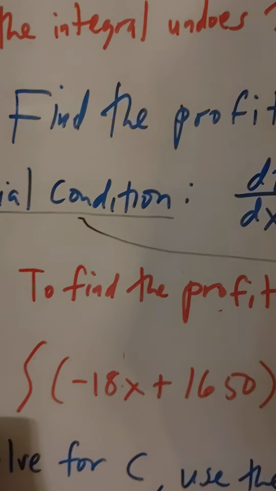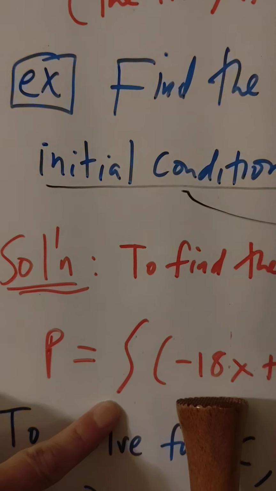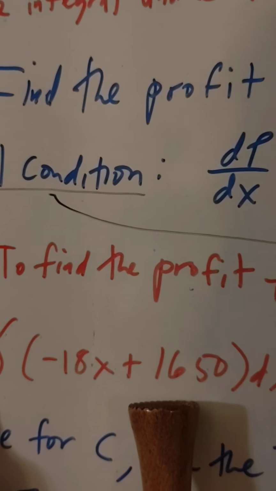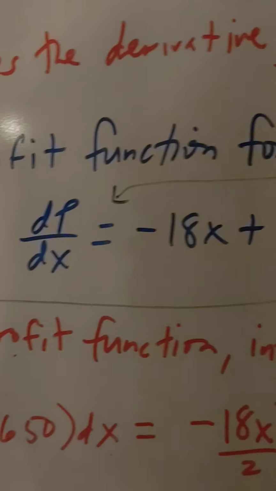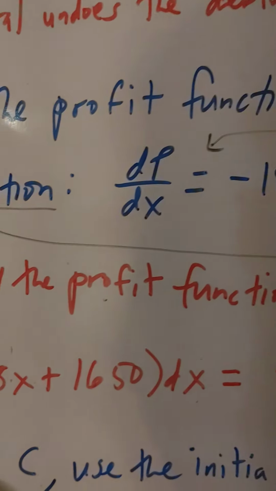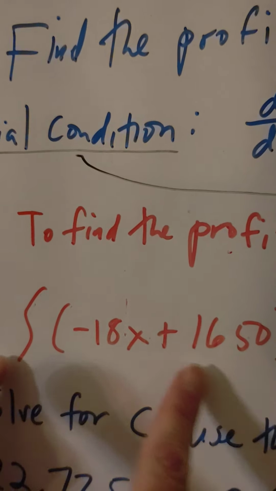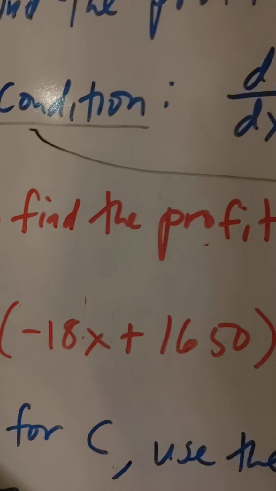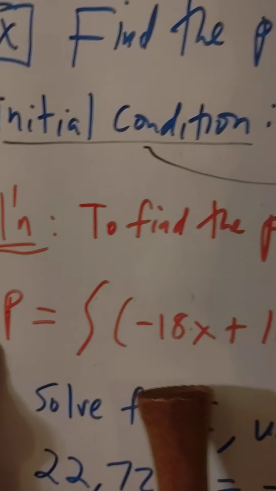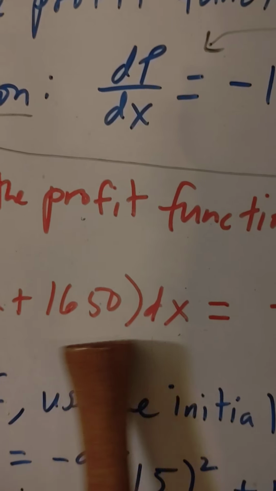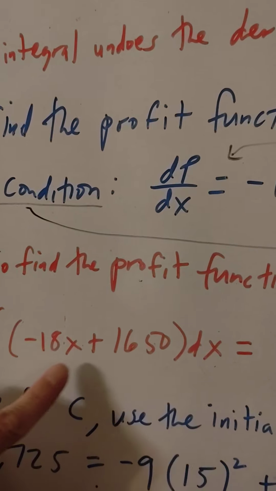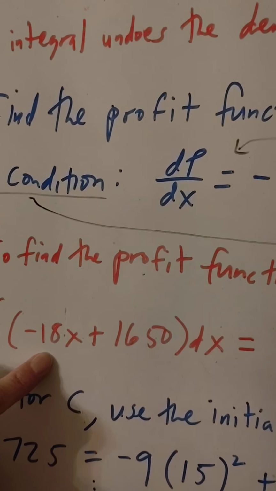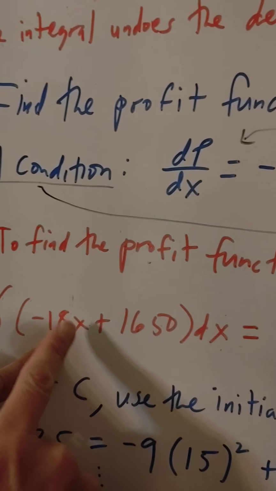So P for profit is equal to the integral of that marginal profit function, because this means antiderivative or integral. Isn't the antiderivative of the derivative going to be the original function P for profit? So how do we do this integral? Again, see the lecture notes, but what you do is integrate term by term. And by the power rule of integrals, you increase the power by 1.